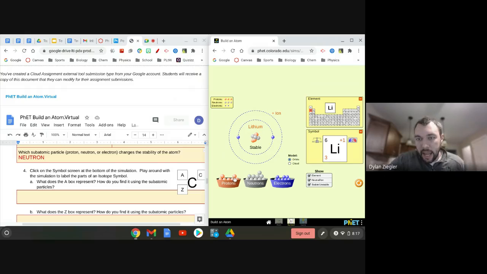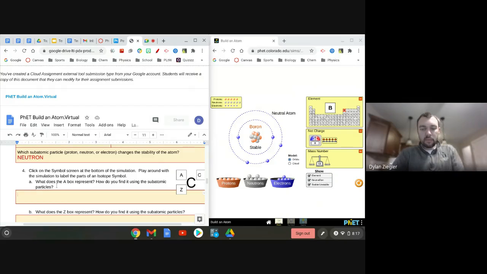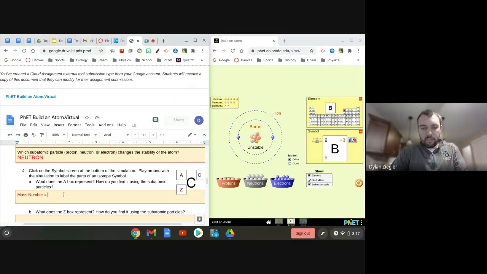So A, every time I add a proton or a neutron, this changes. And you can see this symbol here. When I go back over here, it's the same symbol here. That's called the mass number. All right, so what does A represent? That's the mass number, which is equal to, this is 11. Let's see, this is 8. Where does 8 come from? Every time I add a neutron or a proton, it changes. And so the mass number is equal to the protons plus the neutrons, both of them.